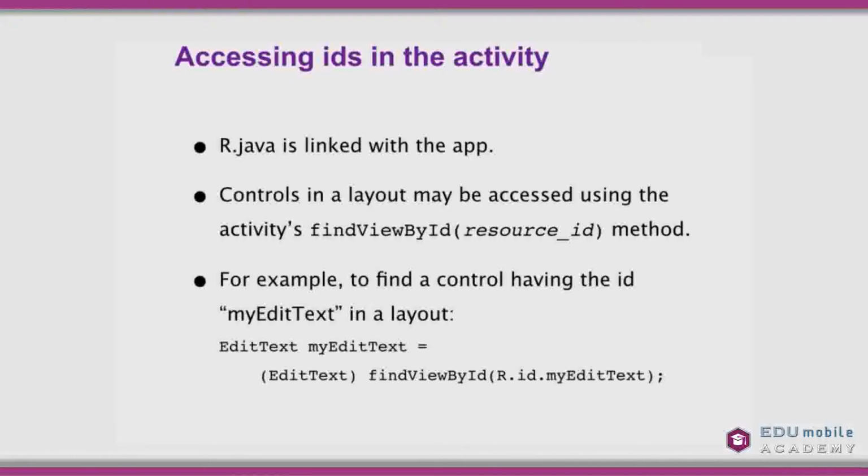findViewById returns the superclass of all these controls, which is View. So it's returning an object of type View, and we have to downcast that View to whatever it is that we actually want.